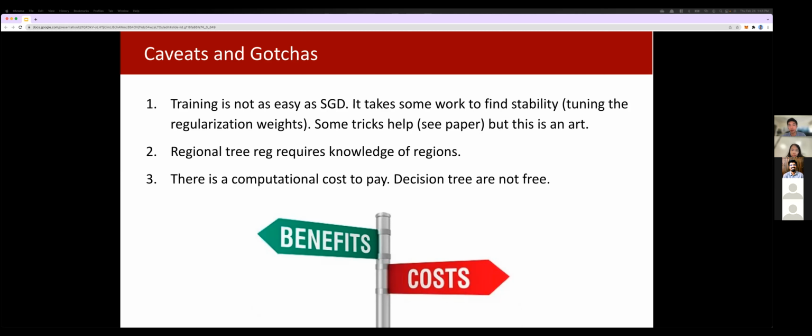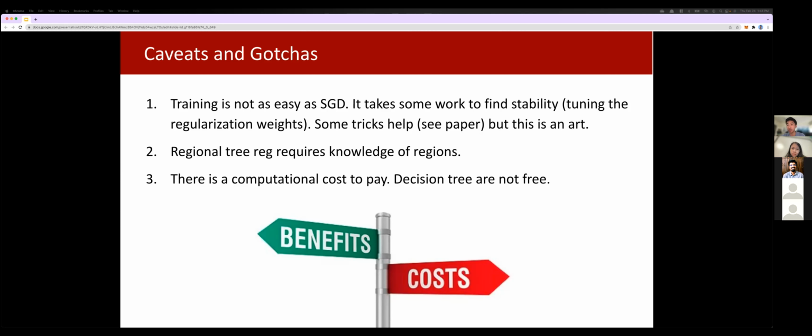Second is that regional tree regularization requires knowledge of regions. I think it's most useful when you have some a priori information. We want to be explicit about that. We do not automatically derive regions. We tried some experiments on UCI datasets using clustering algorithms, and they worked decently well, but we don't expect them to work more generally for real world applications.